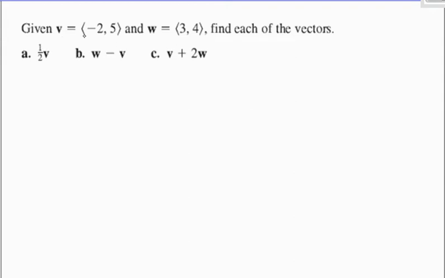Let's say vector v is -2, 5, and w is 3, 4. We want to find these. So for part A, I want to find 1/2 of vector v. Vector v is -2, 5. So half of that, I just distribute the half through here, and I get -1, 5/2. Right? You could write -1, 2.5, any of those if you want.